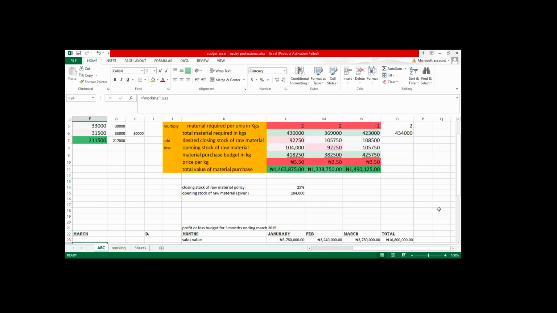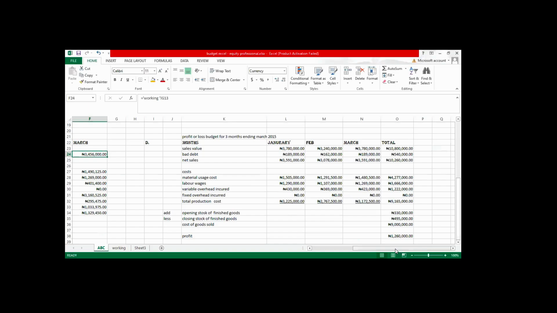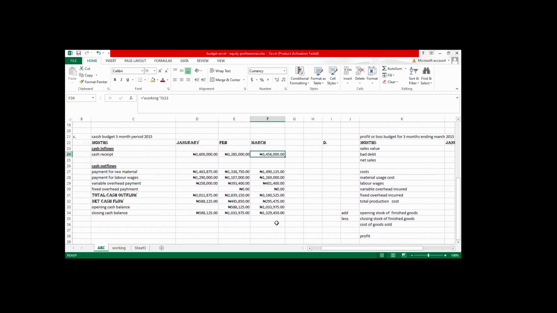In the month of February, we are going to pay cash out for the purchase of raw material. In the month of March, we are going to pay 1,490,125. In the month of March, go and check your cash budget. Look at the payments. Payments for raw material. 1, 2, 3.